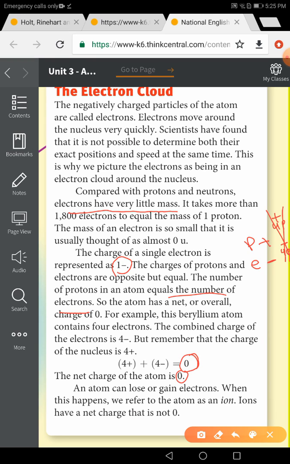Is it clear so far? Right. An atom can lose or gain electrons. When this happens, we refer to the atom by a new term: ion. The atom may gain or lose electrons. Gaining or losing electrons, it's not an atom anymore. We call it what? Ion, because in that case it has a charge. It has a charge.